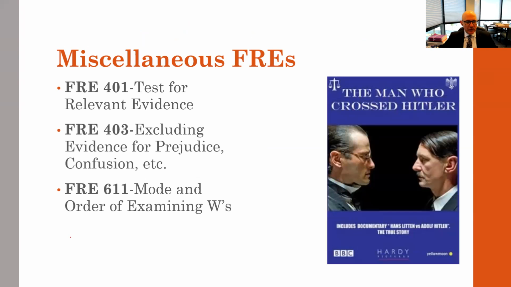Now, before we start with our discussion of the different grounds for objection, it's important to keep in mind basically three rules that drive a lot of the objections. One is Federal Rule of Evidence 401, the test for relevant evidence. We'll talk about an objection based on relevance and prejudice later in our presentation. The second is its twin, Federal Rule of Evidence 403, excluding evidence for prejudice, confusion, etc. And another important rule is Rule 611, which deals with the mode and order of examining witnesses. It deals with the scope of cross-examination, and with when leading questions are appropriate, etc.